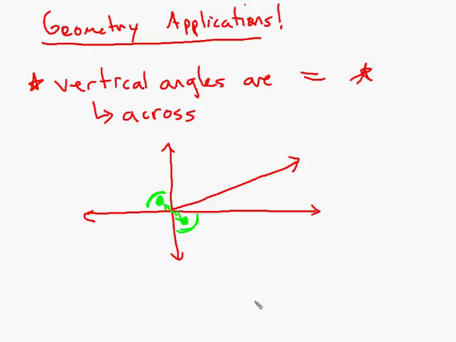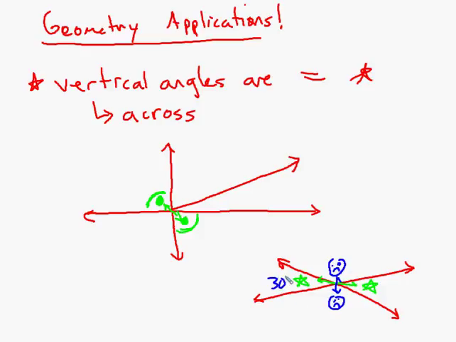Let me do another one. Here's another example of vertical angles. So you see where I put this happy little star? Those are vertical angles. See, they're across from each other. But I also have another pair of vertical angles. See where this sad face is? Across from the sad face is another sad face. Those are vertical angles. Okay?